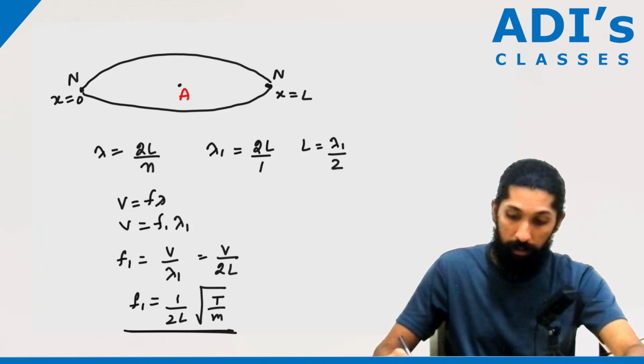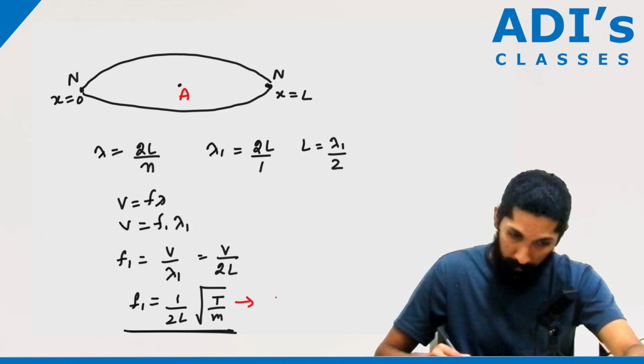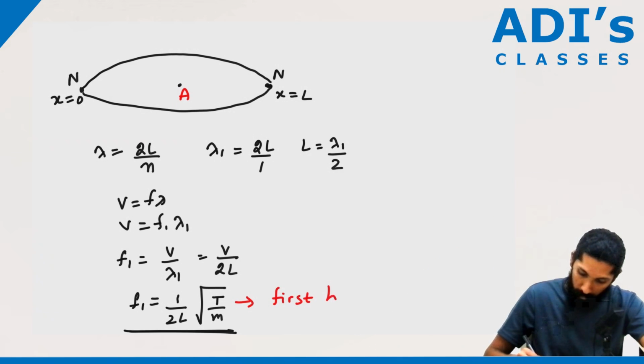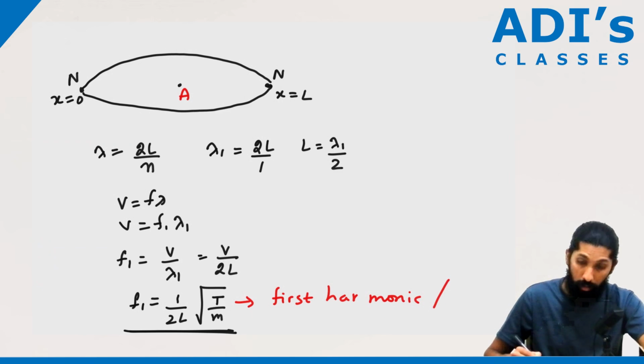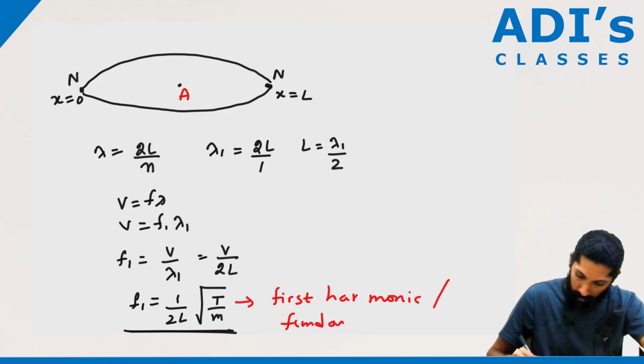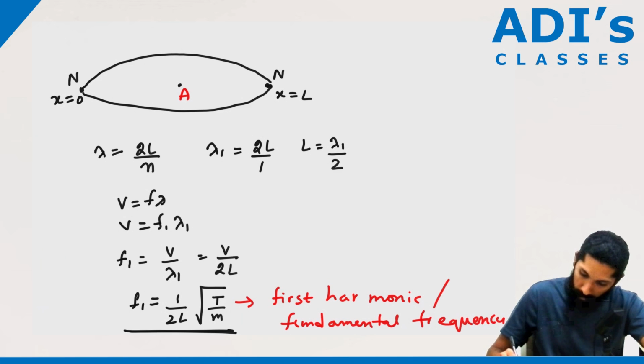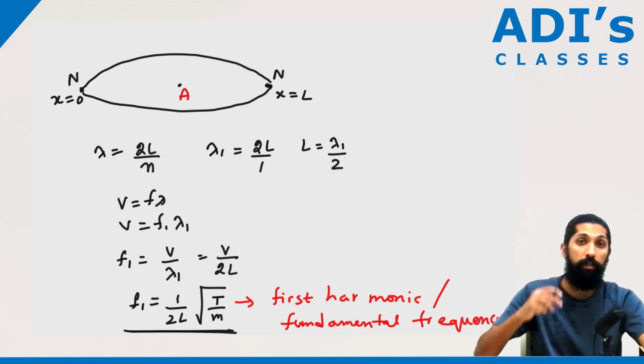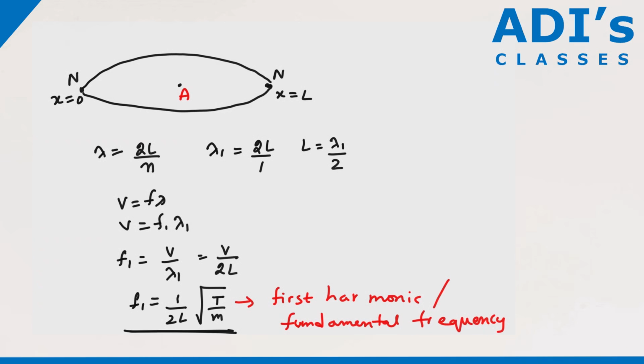See this frequency? This frequency has a special name. The special name given to this frequency, we call this the first harmonic, or this is also called the fundamental frequency. Okay, this plays a very important part in any string instrument, the fundamental frequency. Whenever they set up the string in any guitar or veena or sitar or whatever, any string instrument, this fundamental frequency is extremely important. Okay, likewise we have different ones.